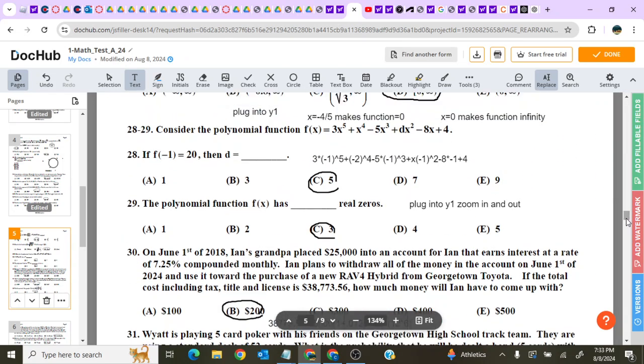How many roots does the polynomial have? This is another one where you just got to plug into y1 and observe. You can zoom in and out to make sure you're not missing any roots. And if you do that, you'll find that you have 3 real roots.